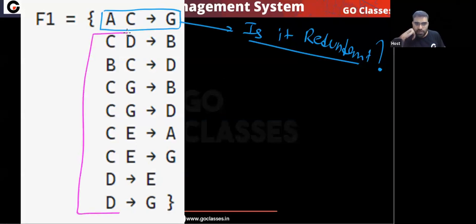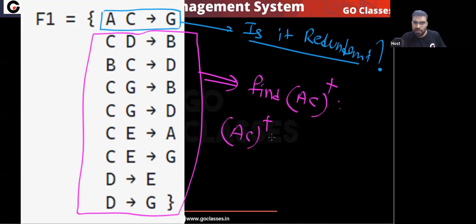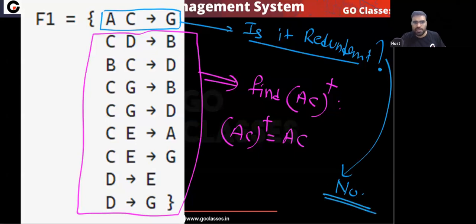You will find AC plus here. Yes or no? Agree with me? So tell me, what is AC plus here? AC plus will be AC. That's it. So can I say this is not redundant? Yes or no? Agree with me?